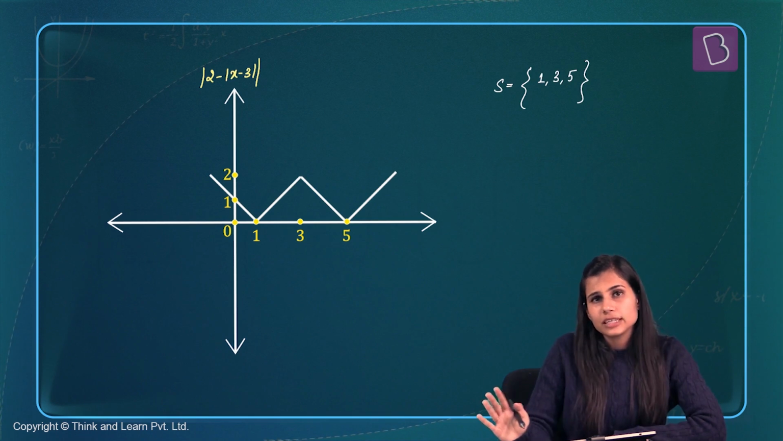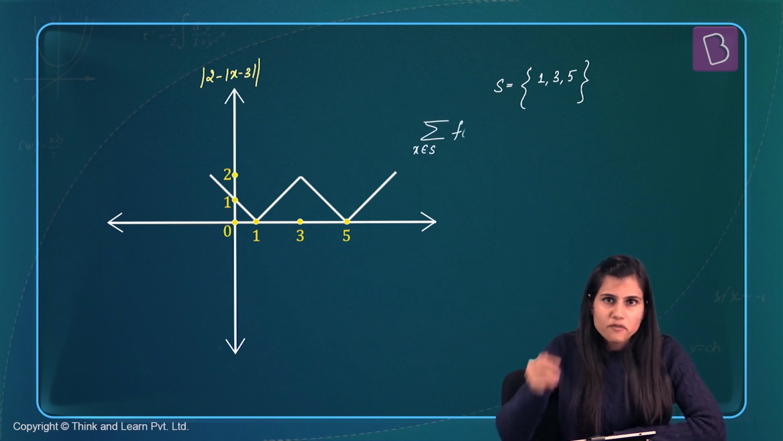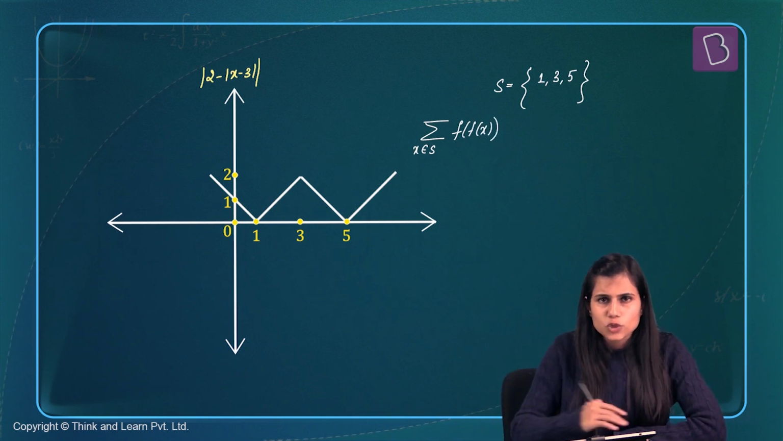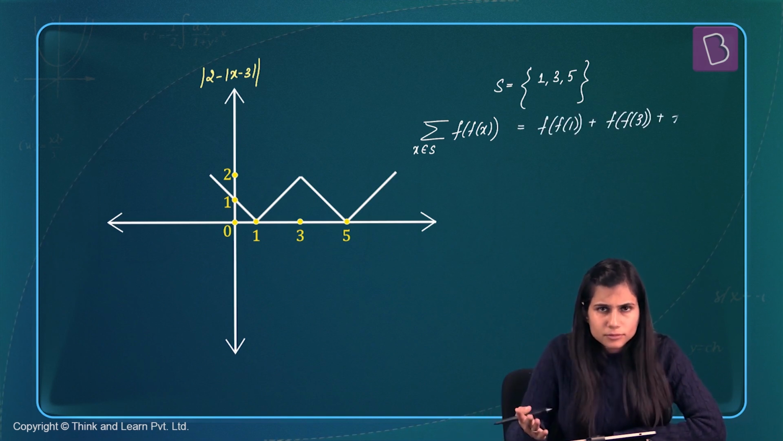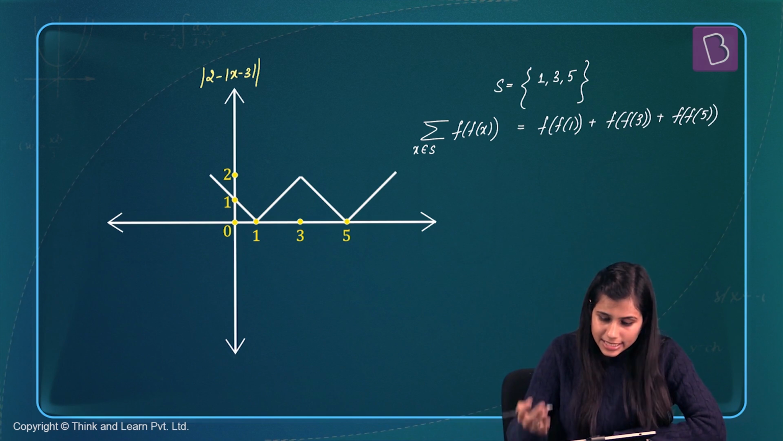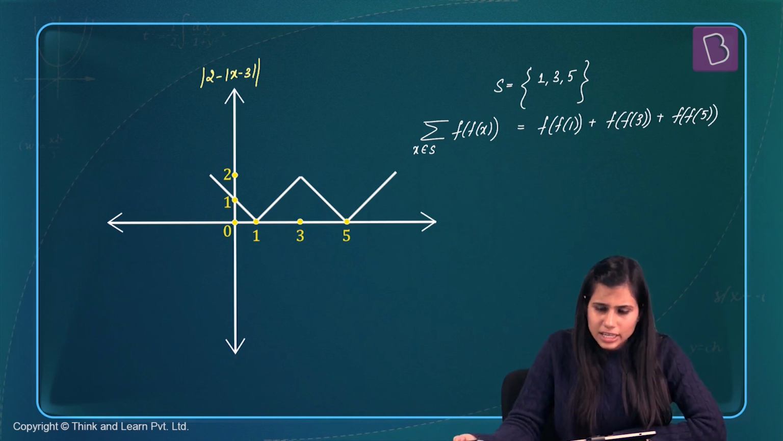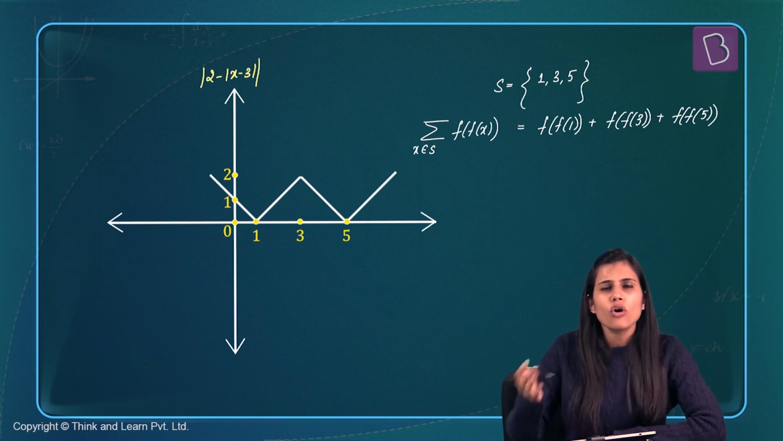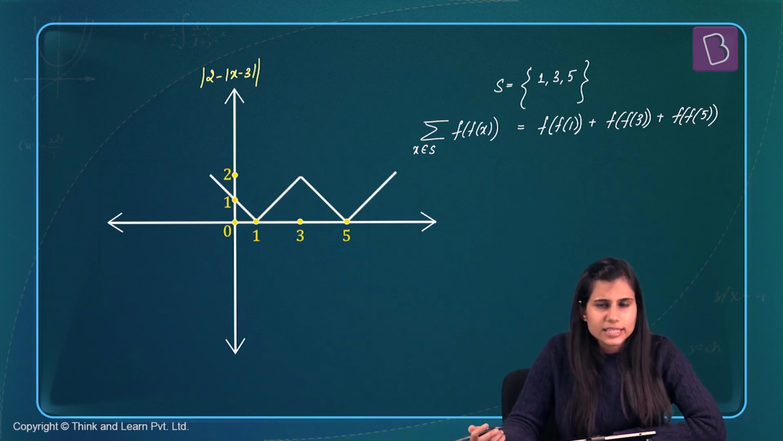Now that I have the elements sitting inside set S sorted, let's compute summation of f of x corresponding to every x coming from set S. So when you open this summation up, it is nothing but f of 1 for x equals 1 sitting in set S, plus f of 3 plus f of 5. So either from the graph you can find out these values and then hence get the sum, or from the function's definition also you can find out. Let's see what falls easy for us.